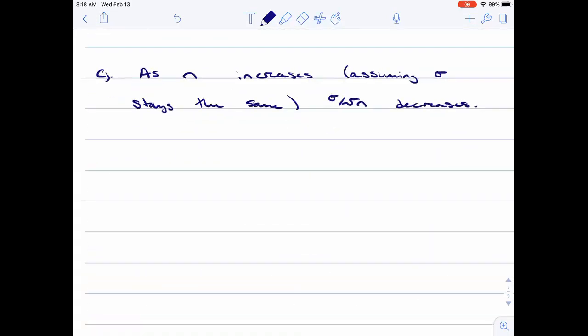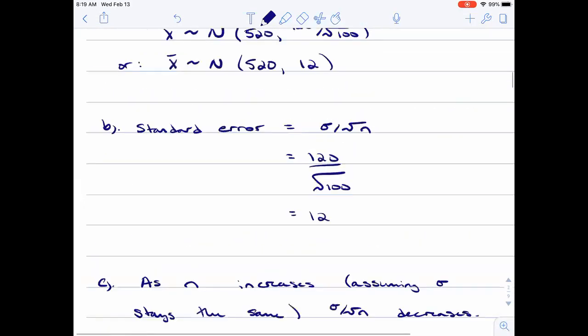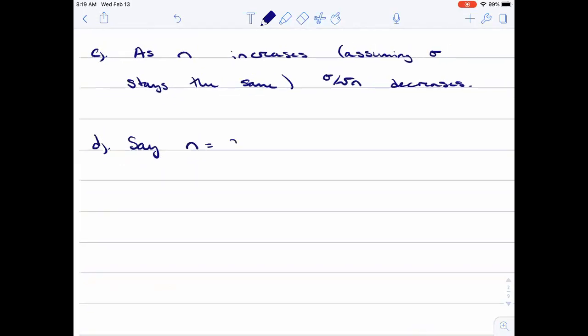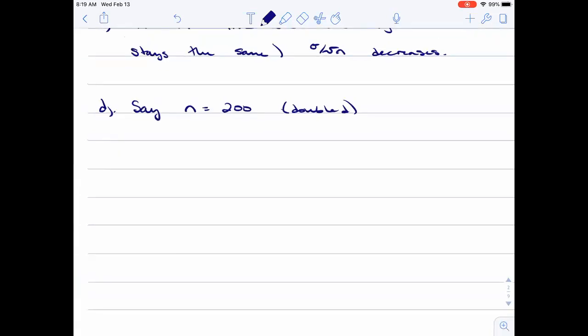If the sample size is doubled, what's the impact on the standard error? So now, say n is not 100, but 200. I'll just put in brackets doubled. Then what happens to sigma over root n? Sigma is still the 120 divided by the square root of 200 now. So 120 divided by that.